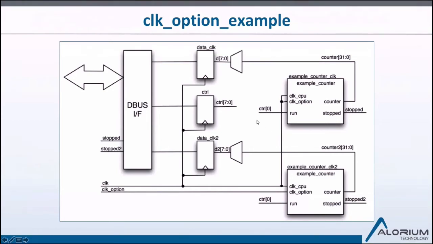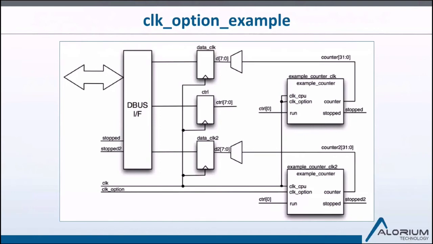To control those two counters, we have some configuration registers. The control register contains some status bits as well as the run signal. Bit 0 of the control register is used to control the run signal for both counters so that the two counters are stopped and started synchronously with each other.